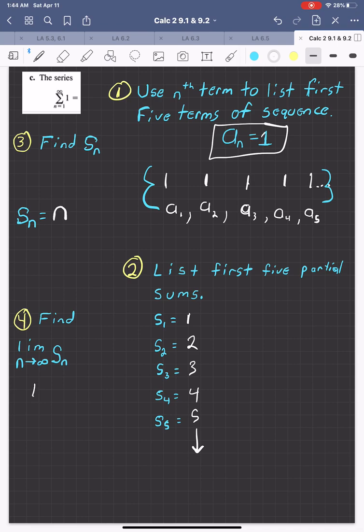And now, if you take the limit with n going to infinity of n, what do you get? Well, you get infinity. So we get to say that obviously this diverges, and it doesn't have a finite sum. And in fact, we can make a statement that all arithmetic series diverge.